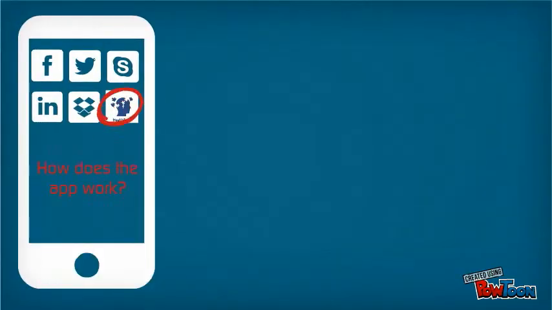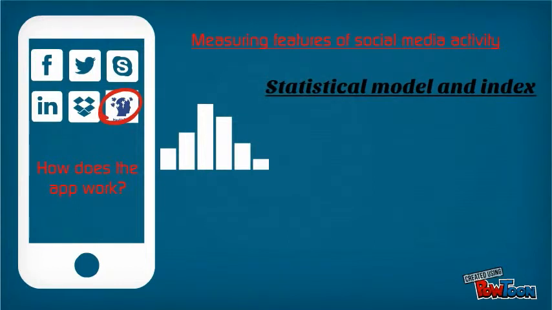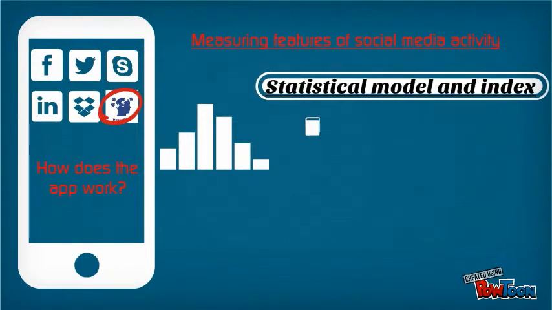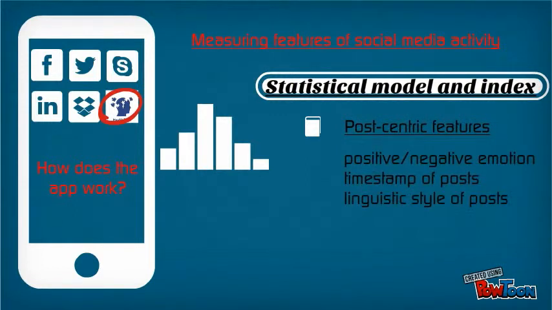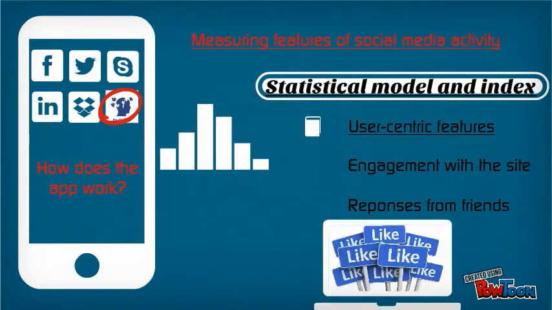So how exactly would this app work? By measuring specific features of social media activity, we will create a statistical model and index that will be used to monitor the state of an individual's mental health. Based on previous academic research, the statistical model encompasses post-centric features, such as positive and negative emotion, the timestamp information of a post, and the linguistic style of a post, as well as user-centric features, such as engagement with the site and responses from friends, i.e.